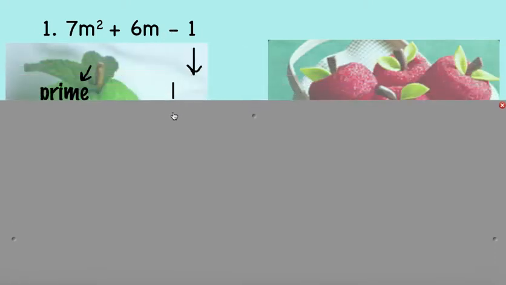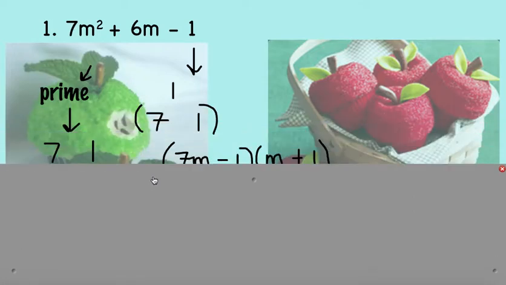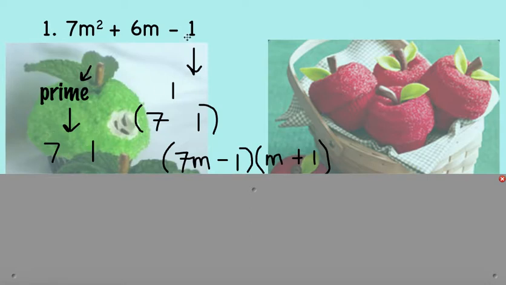So our first one is 7m squared plus 6m minus 1. The first thing that you want to do is look at the two numbers, A and C. We have 7 and 1, both of which don't have that many factors. 7 is a prime number, so the only factors are 7 and 1. And for 1, the only factors that multiply to give us 1 are 1 and 1. So our only option is 7 and 1 for this case.